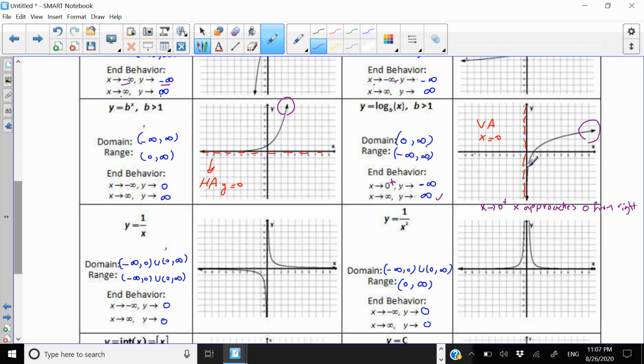What is happening to y? You see the y values are just decreasing forever. That means y goes to negative infinity. Okay.